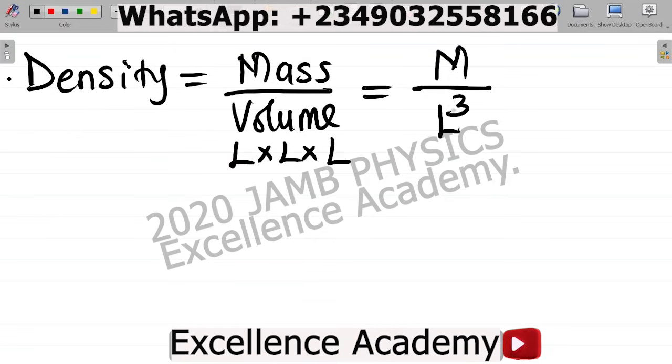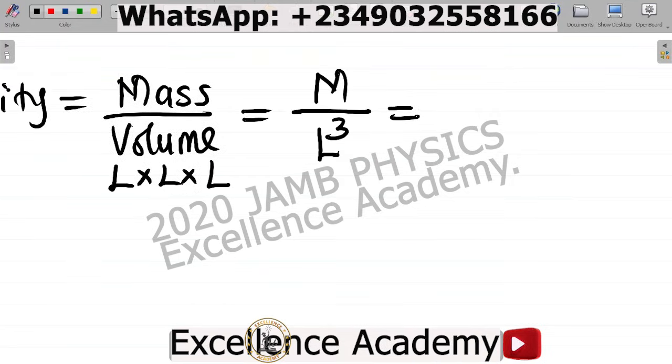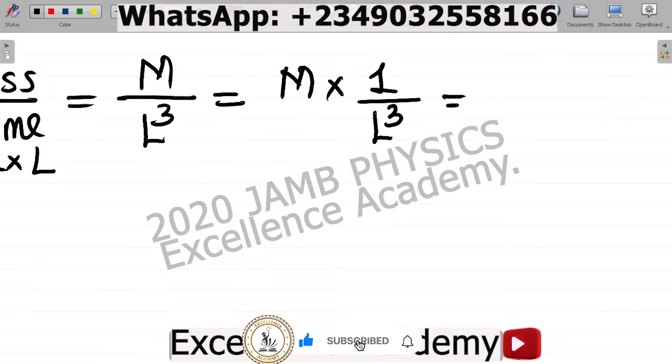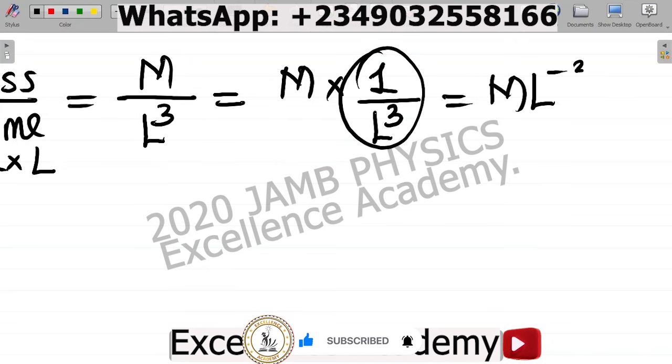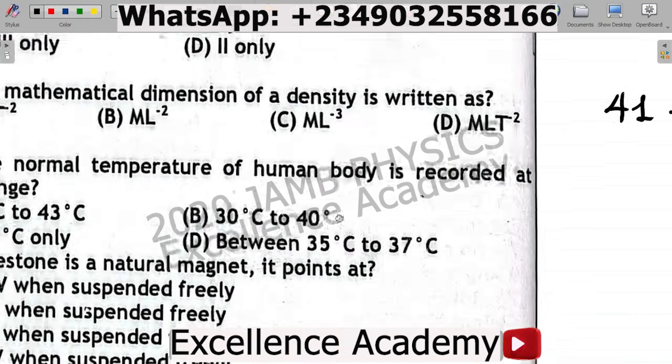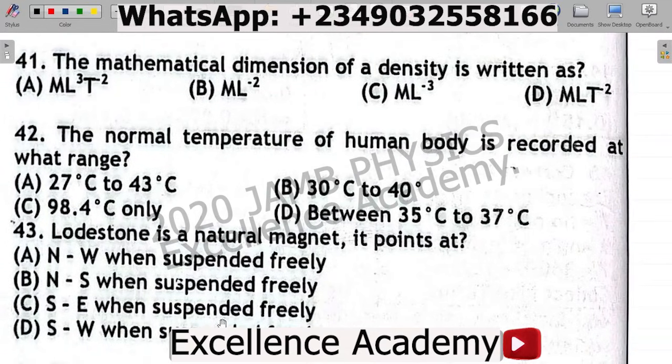You have length cubed. If I write this in index form, this becomes mass times 1 all over L to power 3, and this is equal to mass times L to power minus 3. So I'll have this as ML to power minus 3. That's my answer. So looking at this, the correct option there is C, ML to power minus 3.